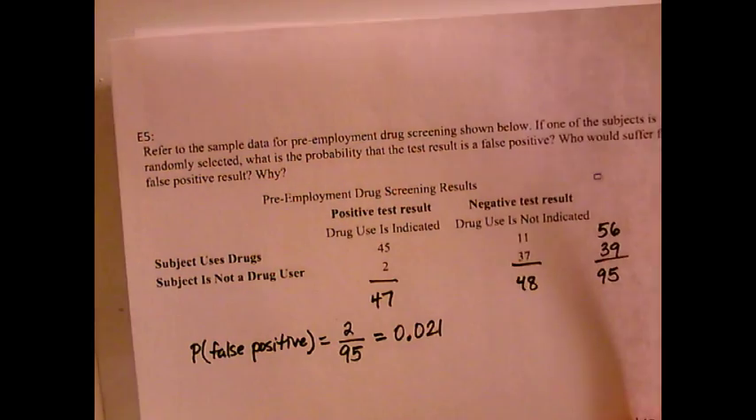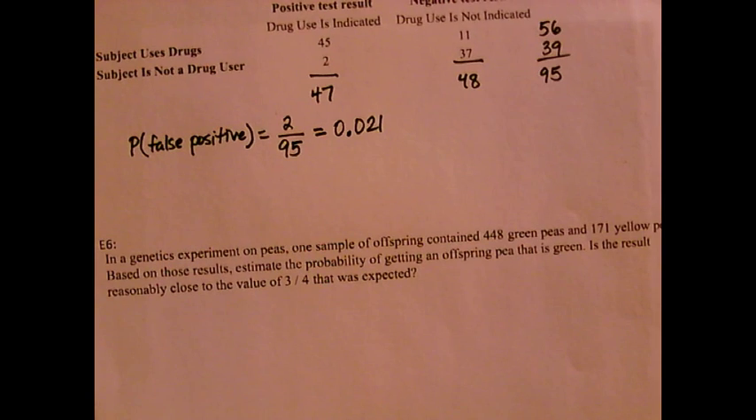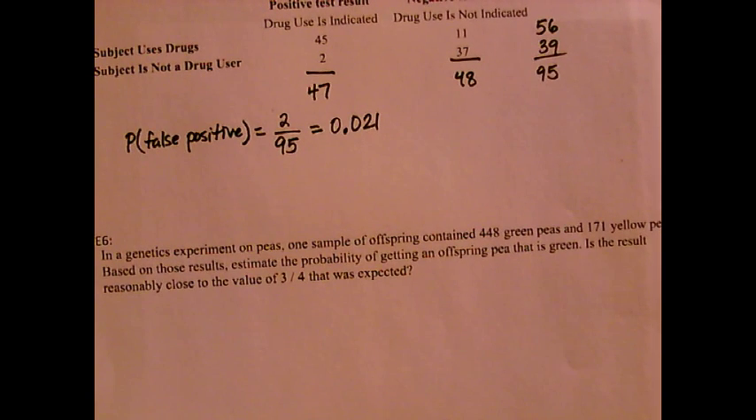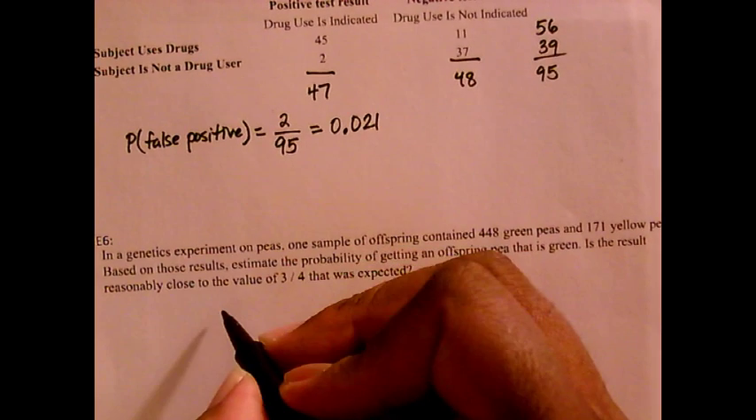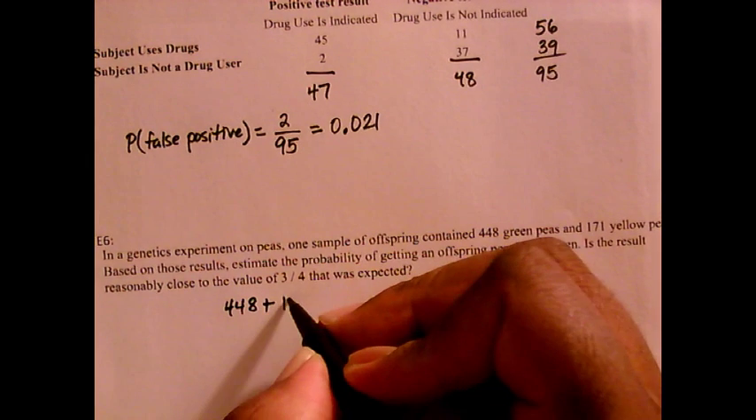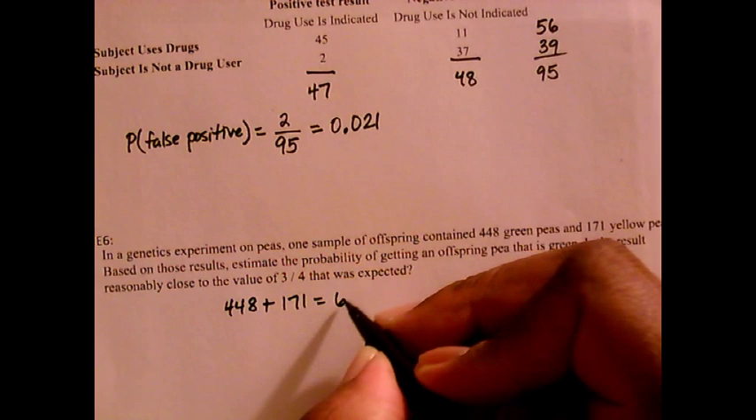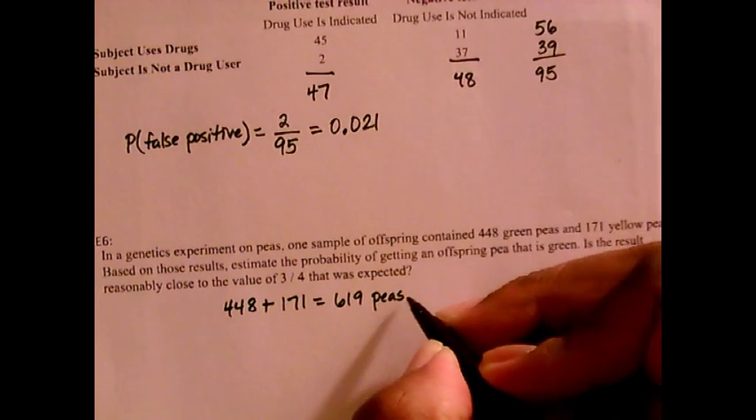Okay, here's another example. In a genetics experiment on peas, one sample of offspring contained 448 green peas and 171 yellow peas. Based on those results, estimate the probability of getting an offspring pea that is green. Is the result reasonably close to the value of 3/4 that was expected? Okay, so we have 448 green peas and 171 yellow peas. So if we add those two numbers together, we get 619 peas total.